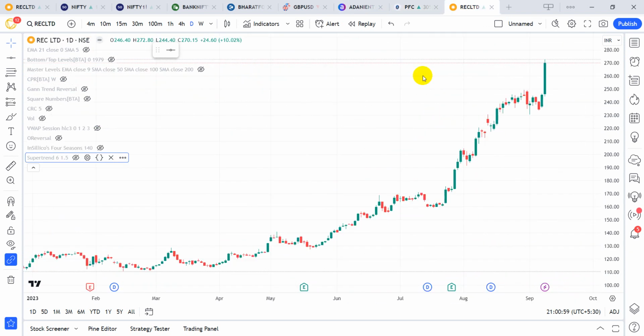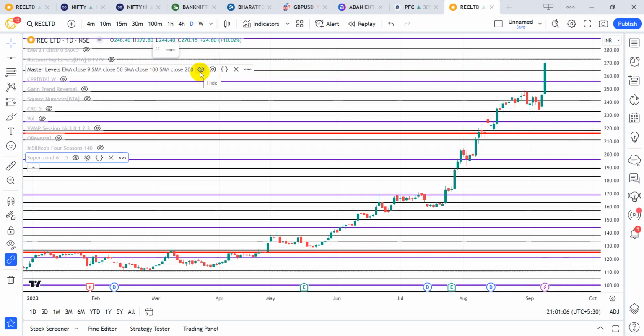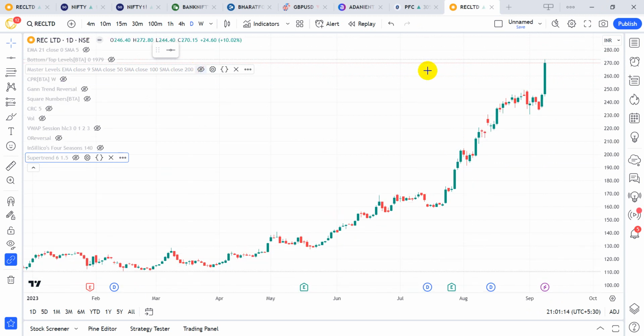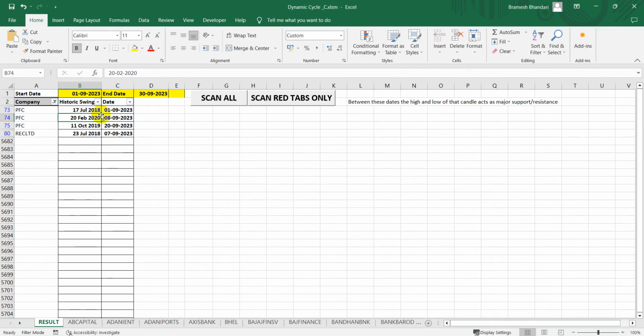And similarly for REC, we all know that yesterday it was almost up 10%. So with these simple techniques, you can capture some very nice moves in the market. See here again, this was again price and time squaring 256, and it just moved up. These are smaller targets also which we can do. So yeah, this is how you can use this indicator.